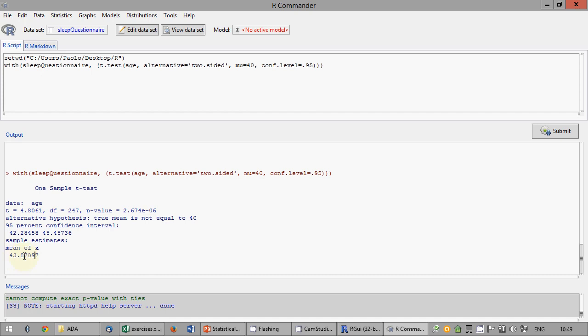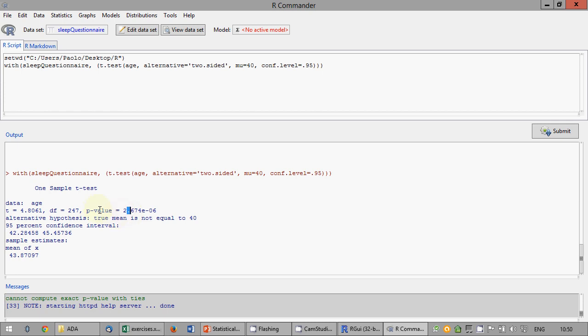Now I ask myself, is this 3.87 difference attributable to bad luck in the sample choice, or is it really that the average age of the population is not 40? Well, with a p-value equal to 2e-06, do you know the meaning of this e-06? It means that you have to move the point 6 places to the left.